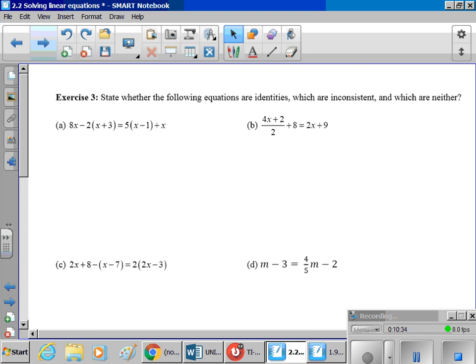All right. So this is just a bunch of equations that we're going to see if they're identities. Are they identities? Are they inconsistent? Or are they neither? Which means they solve. So why don't you pause at this point and try and solve some of these before moving ahead. Or maybe even do A and B and then play the video again and see the solutions to that. All right, so pause.